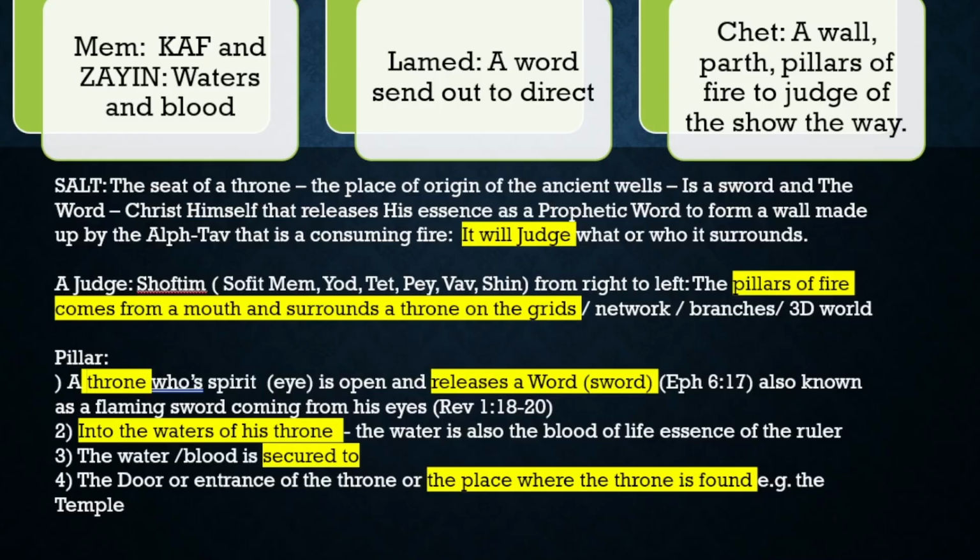So this prophetic word, which is released into time, forms a wall that is made by the Aleph Tav. It is a consuming fire. So that means it will judge what or who it surrounds.